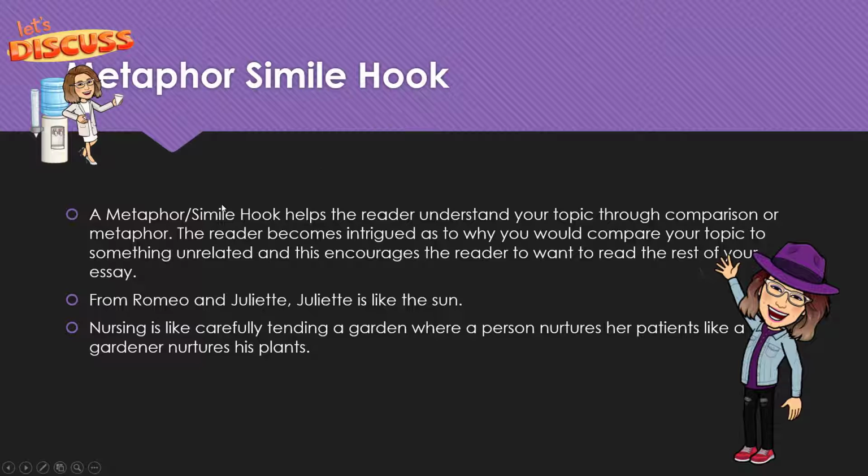Metaphor simile hook. A metaphor simile hook helps the reader understand your topic through comparison or metaphor. The reader becomes intrigued as to why you would compare your topic to something unrelated, and this encourages the reader to want to read the rest of your essay. From Romeo and Juliet, Juliet is like the sun. Nursing is like carefully tending a garden where a person nurtures her patients like a gardener nurtures his plants.